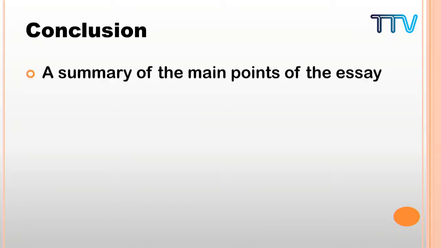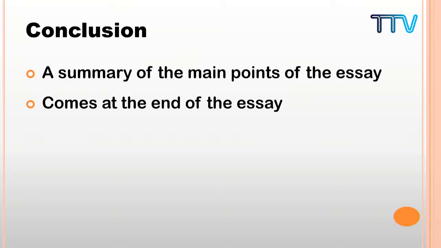Okay, the third part of paragraph writing is the conclusion, or concluding paragraph. So this is a summary of the main points of the essay. Here you summarize all the main points. Clear? A summary of the main points of the essay, and it comes at the end of the essay. We cannot put the concluding paragraph at the beginning. Okay, it comes at the end of the essay.